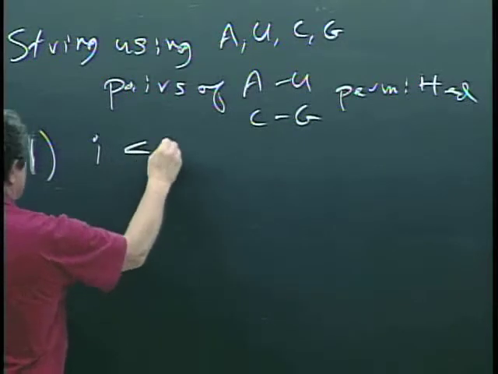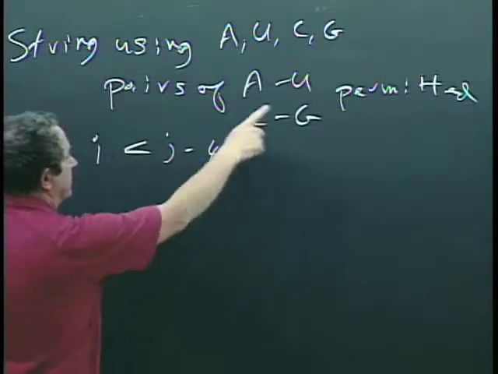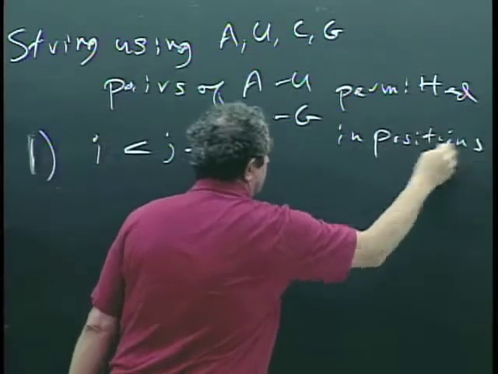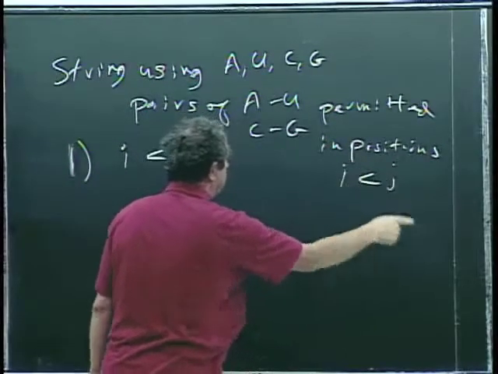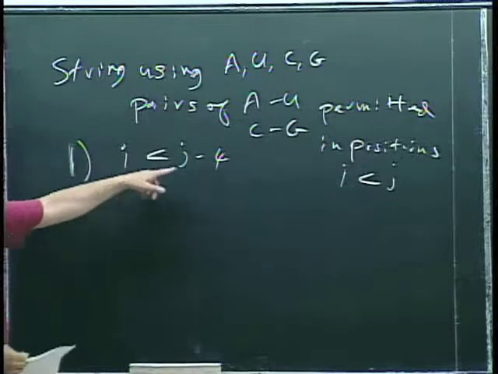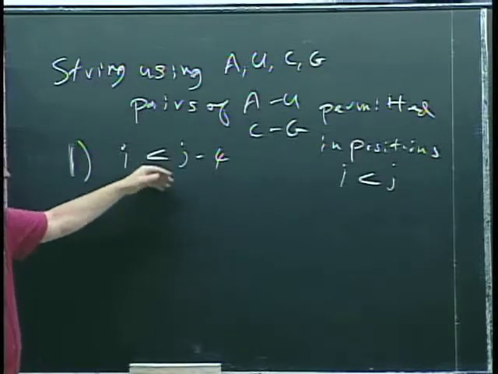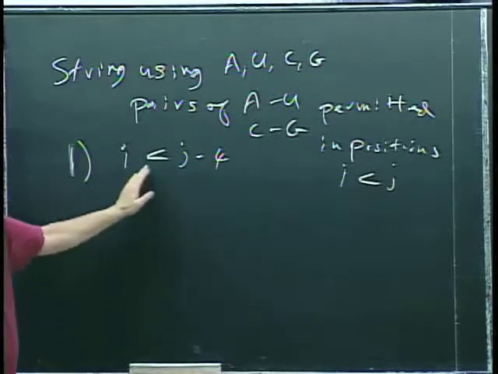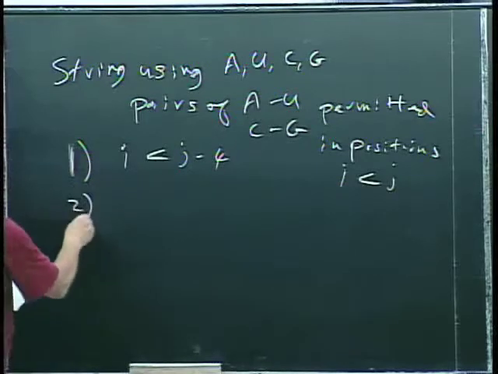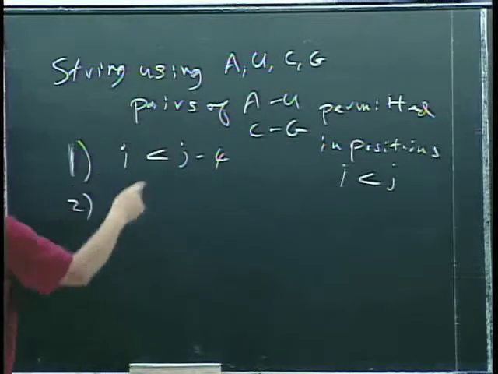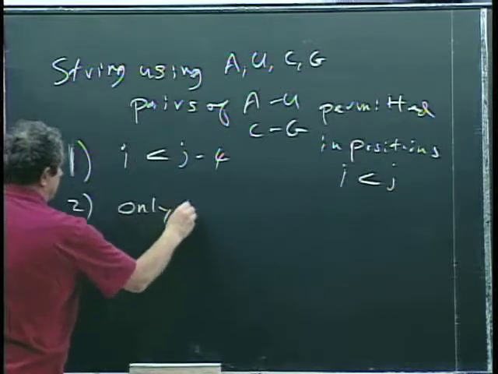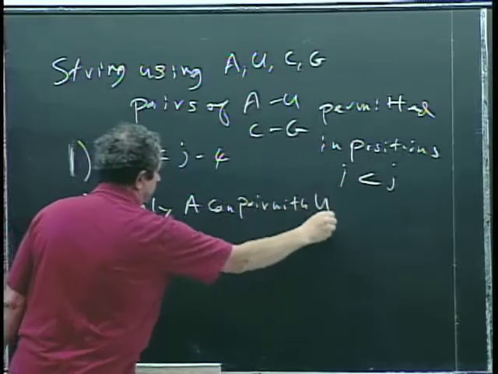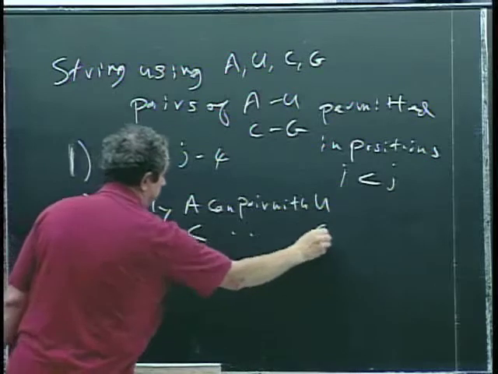I less than j minus 4. So pairs of AU are permitted in positions i and j, but one condition that has to hold is that there has to be at least 4 positions between i and j. They can't be neighbors, they can't be too close. That's one condition. The second condition is what was written up here: only A can pair with U, and conversely, and C can pair with G.